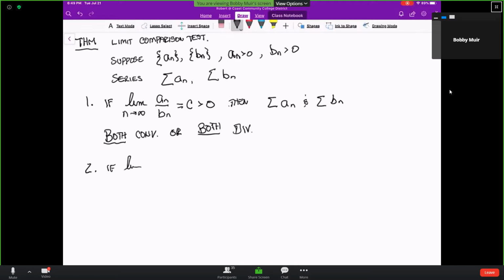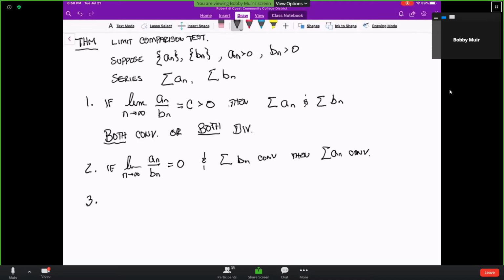If the limit as n tends to infinity of An over Bn is equal to 0, wouldn't that tell you that the Bn's are bigger than the An's, if it's going to 0 eventually? So if the Bn's converge, then the sum of the An's converge.